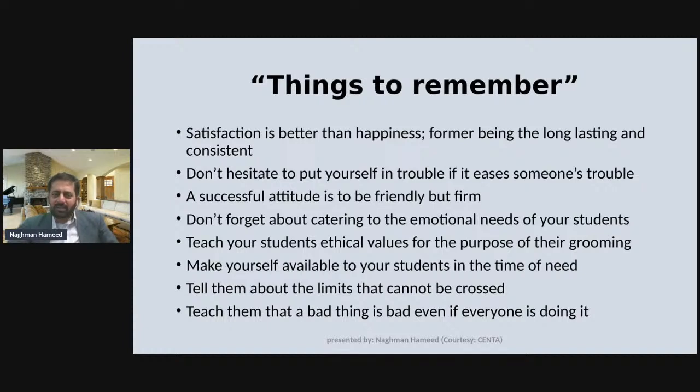Things to remember. These are again a few things. I'm sorry for having so much text on the slides, but actually I shortlisted some of the points, but still these are the points I wanted to convey. So let's have a look at them. Satisfaction is better than happiness, the former being long lasting and consistent. What do you think? Satisfaction is better than happiness or not? Because satisfaction keeps itself for long.